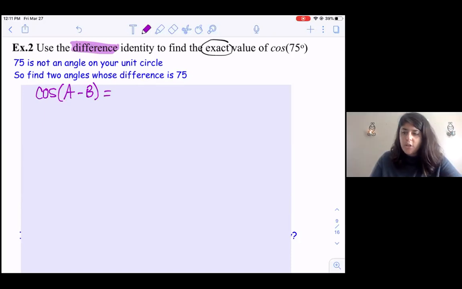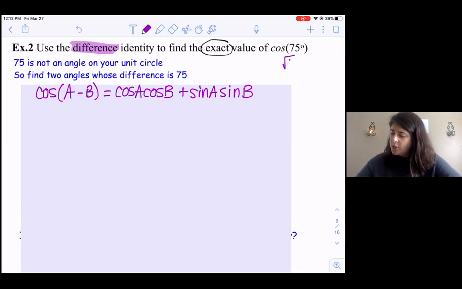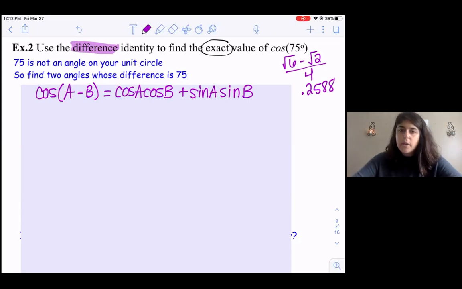From the very first page of notes, you'll see that cosine A minus B is cosine A cosine B plus sine A sine B. Just because we're going to use different angles and a different formula does not mean we should get a different answer. We should still get radical 6 minus radical 2 over 4, or 0.2588. It's just doing it a different way.